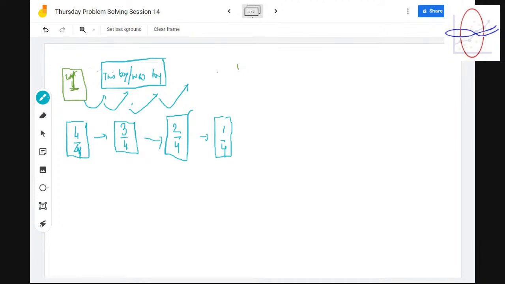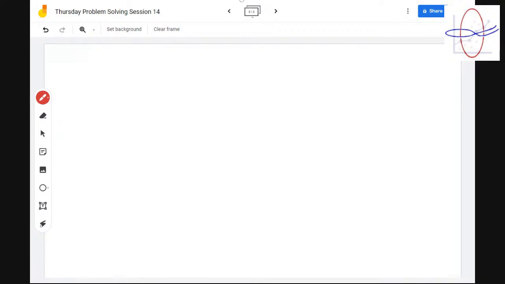So therefore, the number of tosses required will be what? 1 by p. So 4 by 4 plus 4 by 3 plus 4 by 2 plus 4 by 1. So it will be 4 into (1 plus 1 by 2 plus 1 by 3 plus 1 by 4). This comes from geometric. Let me do the problem mathematically.